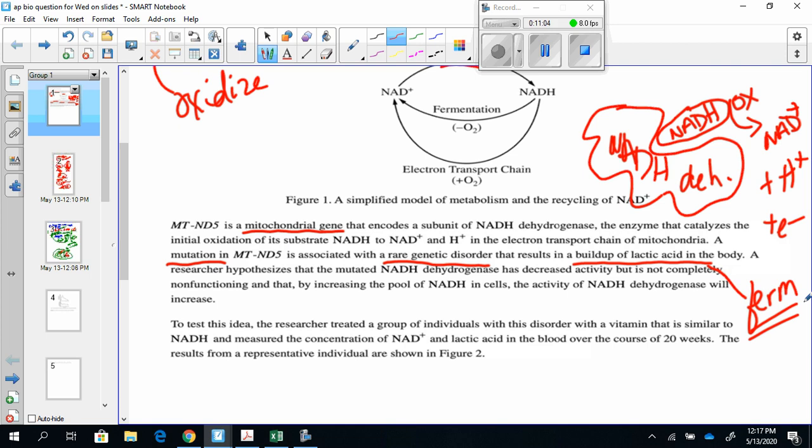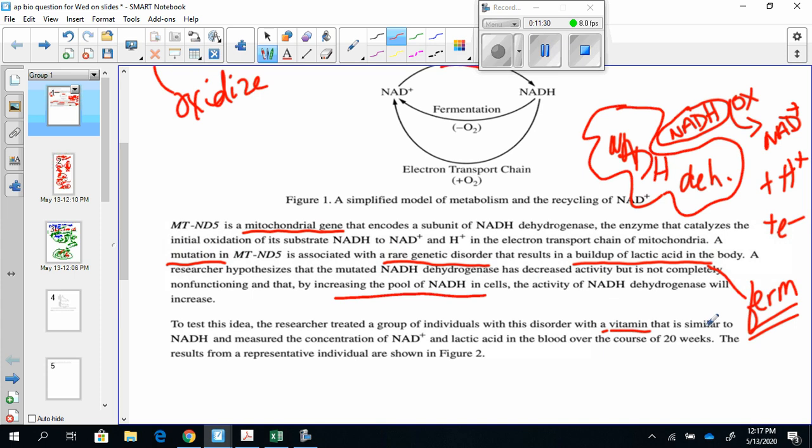All right, a researcher hypothesized that the mutated NADH dehydrogenase has decreased activity, but it's not completely non-functioning. Well, that makes sense. If it was completely non-functioning, you wouldn't be able to make so many ATP per glucose and you'd die. So, I mean, it's got to be somewhat functional. If you are surviving, you got to have somewhat function of it. All right, by increasing the pool of NADH in cells, the activity will increase. That's the hypothesis.